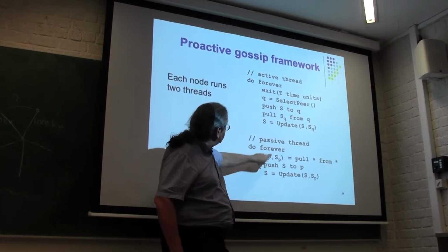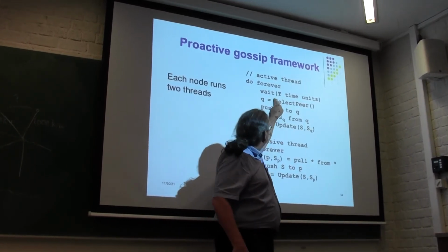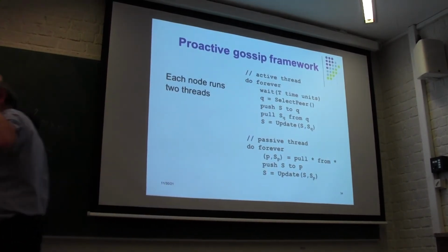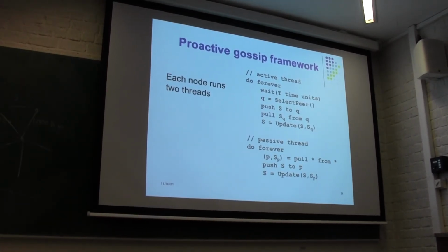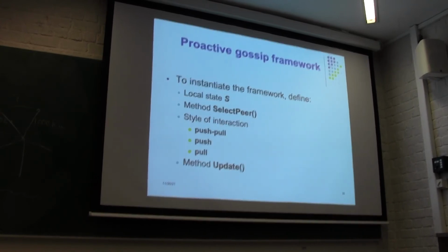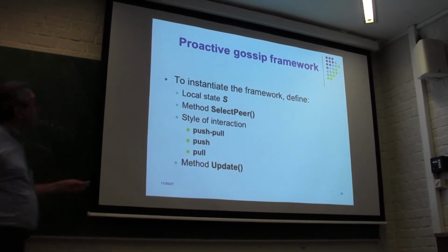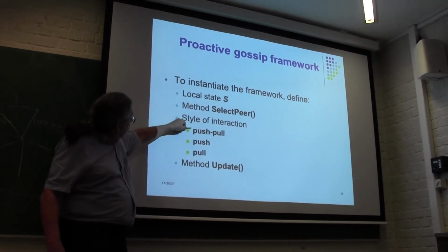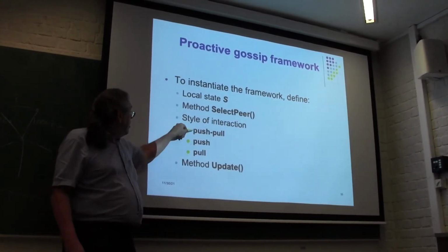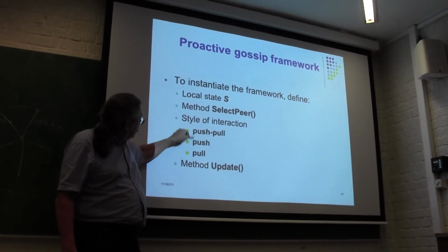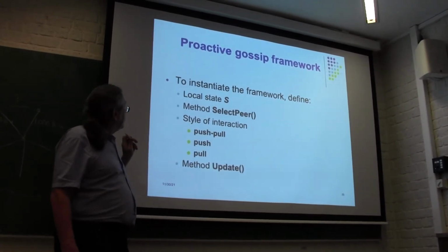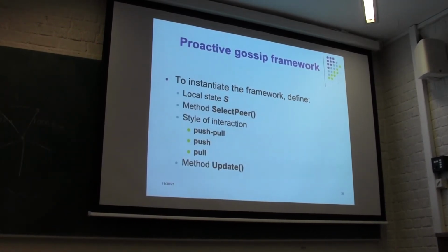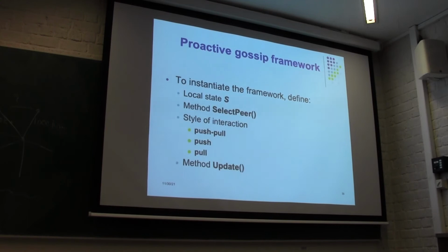This is it. All you have to do is find the two functions, select peer and update, and you can do any gossip algorithm. See how easy it is? In order to instantiate the framework, you have to define what the local state means, and the method select peer. Also, I show you push-pull, but maybe you want to do only push or pull. So the code I show you is the most general one, and you have to define the method update. This way you can do any kind of gossip.